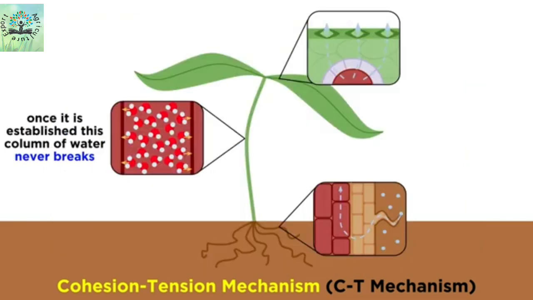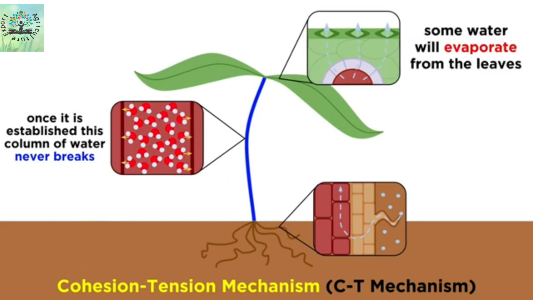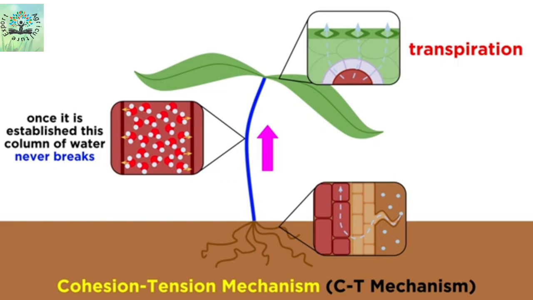But as the plant grows, there is never a break in the water column within the plant. As water evaporates from the leaves, it draws the water column upwards against gravity, causing tension. This process, which is responsible for the tension part of the CT mechanism, is known as transpiration, and it occurs when water evaporates from a plant's leaves into the air.